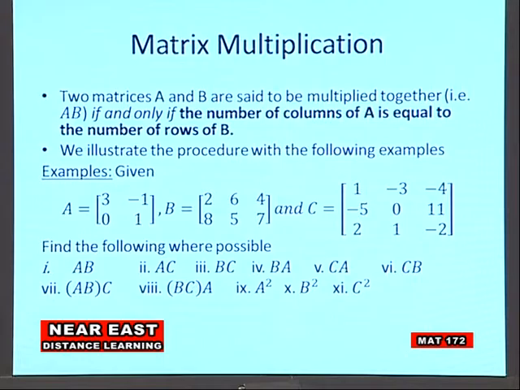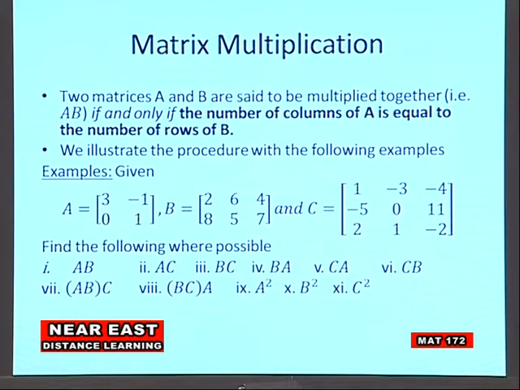The order of the multiplication is very important here. Two matrices A and B are said to be multiplied together, that is A times B, if and only if the number of columns of the first matrix is the same as the number of rows of the second matrix. Like I was saying, you can only multiply two matrices if the number of columns of the first matrix is the same as the number of rows of the second matrix.